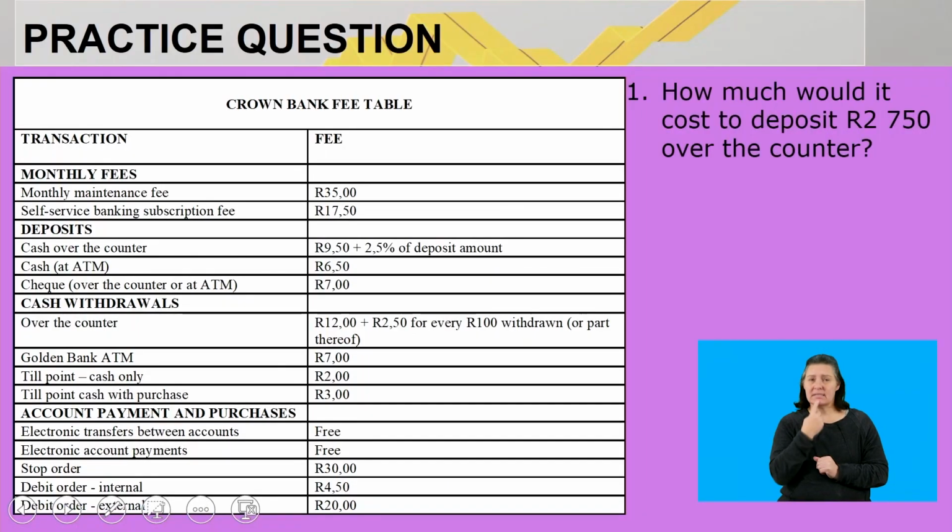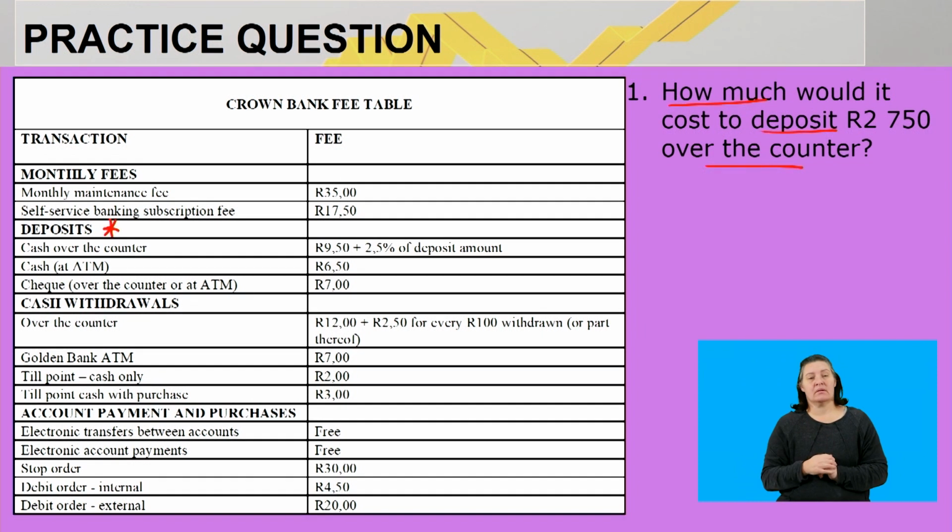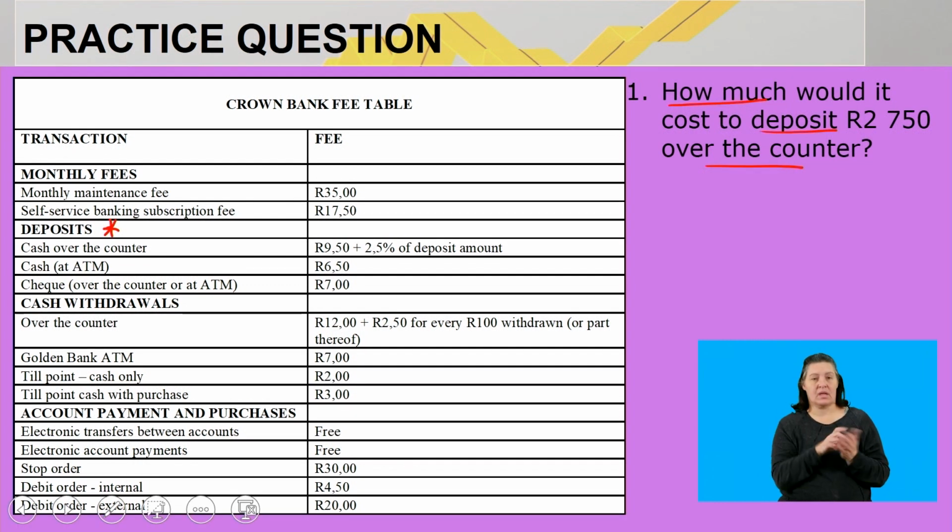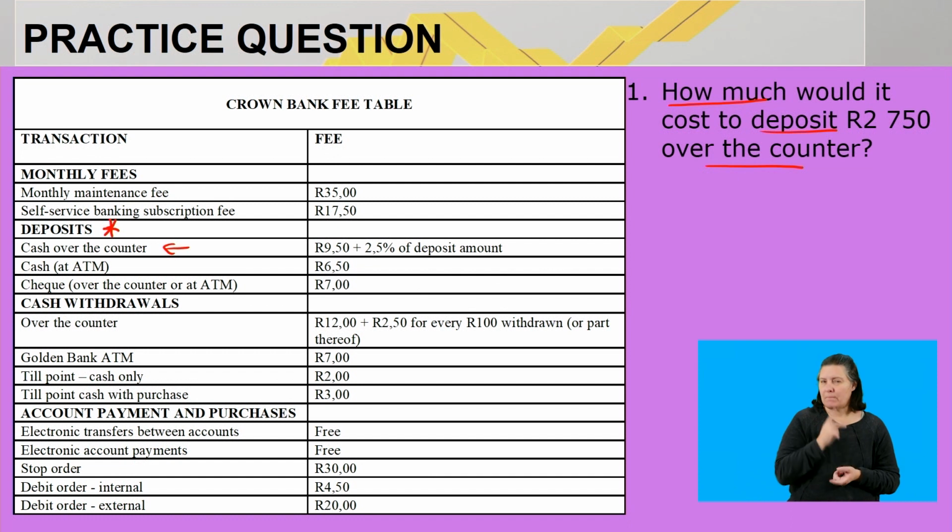Question number 1 says, how much would it cost to deposit 2,750 Rand over the counter? Looking at this, it is a deposit, we agree. So here's our deposit. And it should be over the counter, so it's here. So now I see what is applicable. This is the important part.